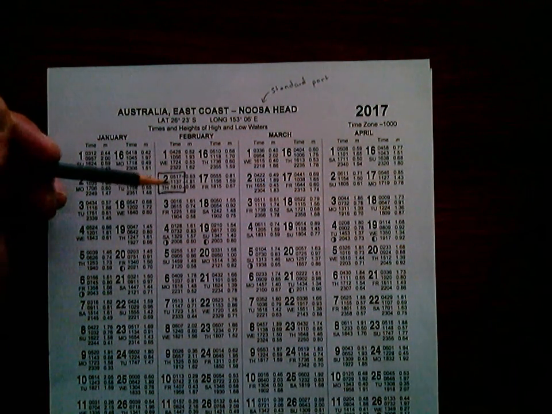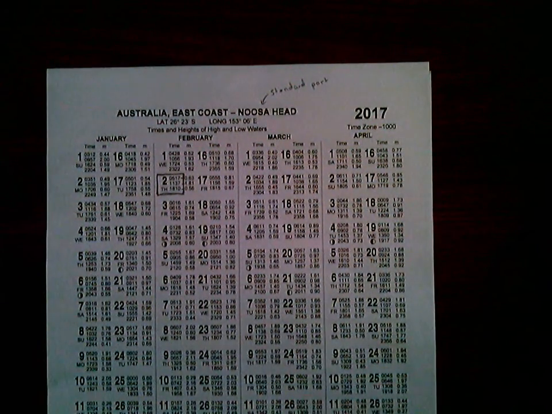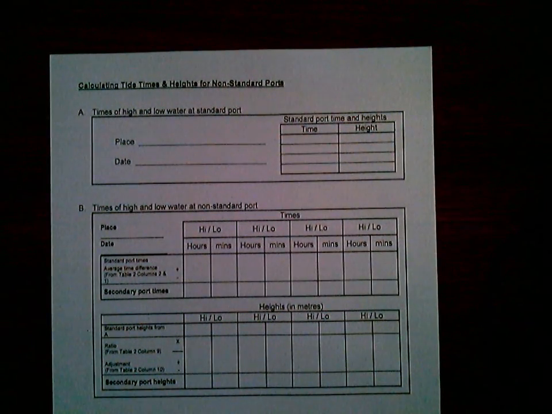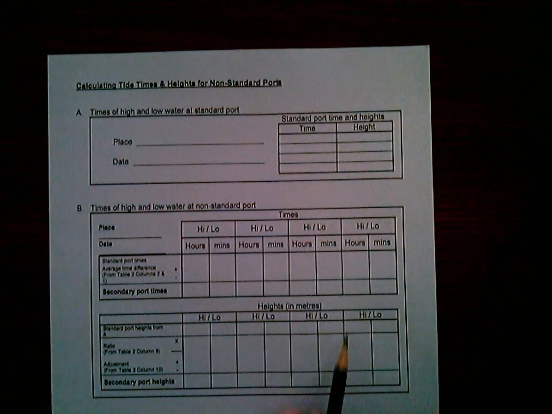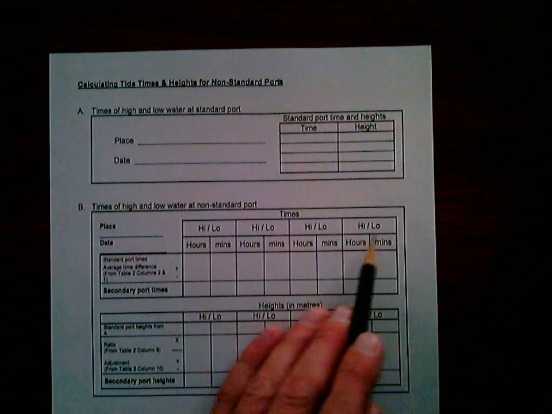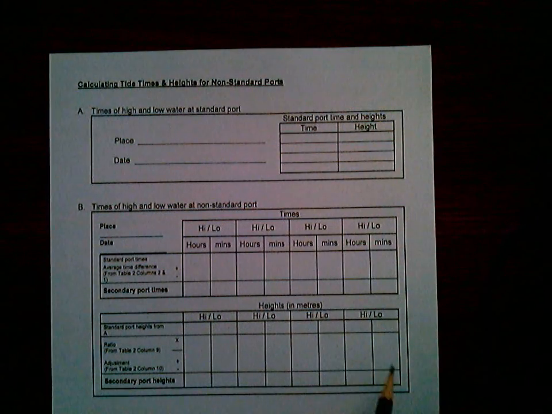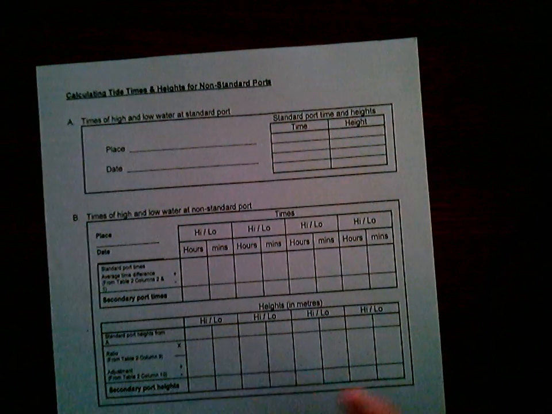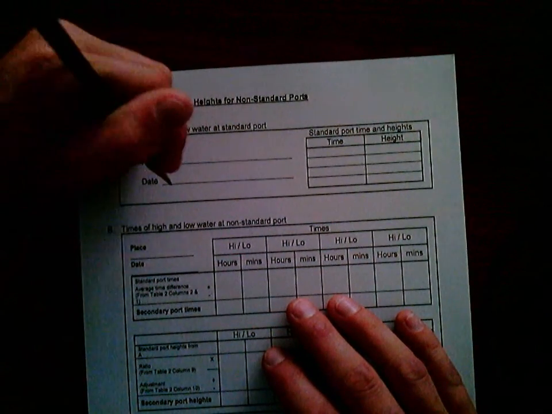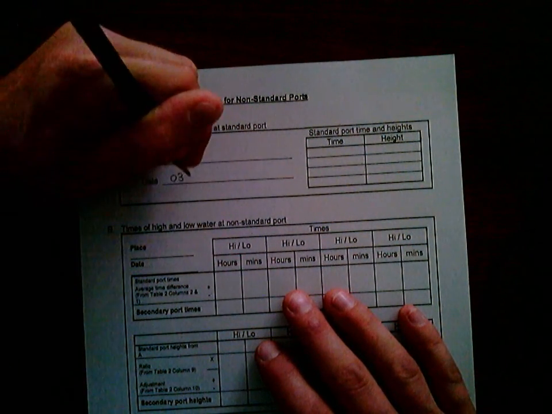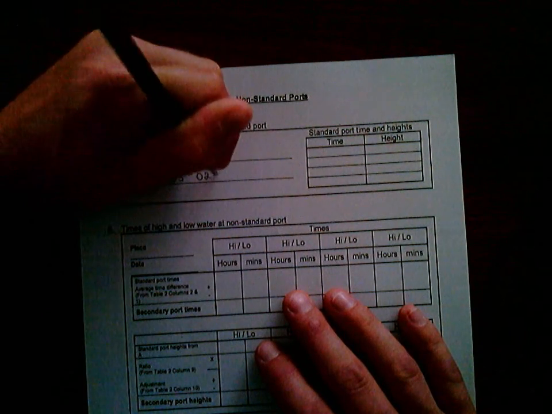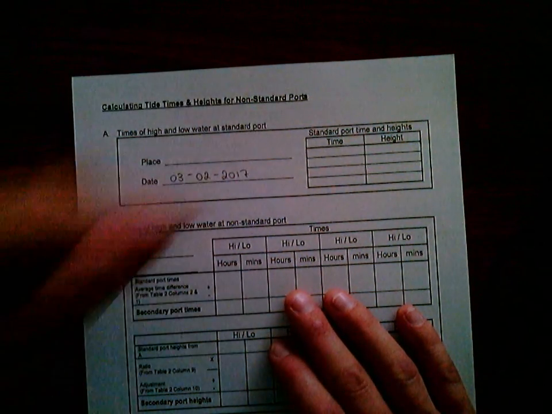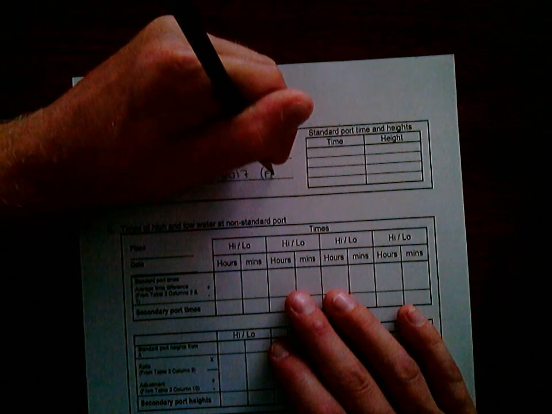Now, it doesn't mean that we could not complete this table with today's date. It just means that the final column is going to be blank because this tide does not actually exist for today. So what we might actually do is use the 3rd of the 2nd, which will be tomorrow, that being a Friday.